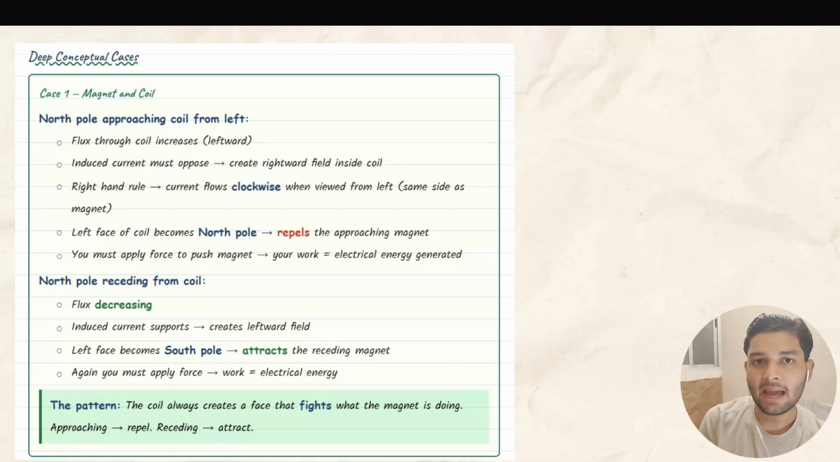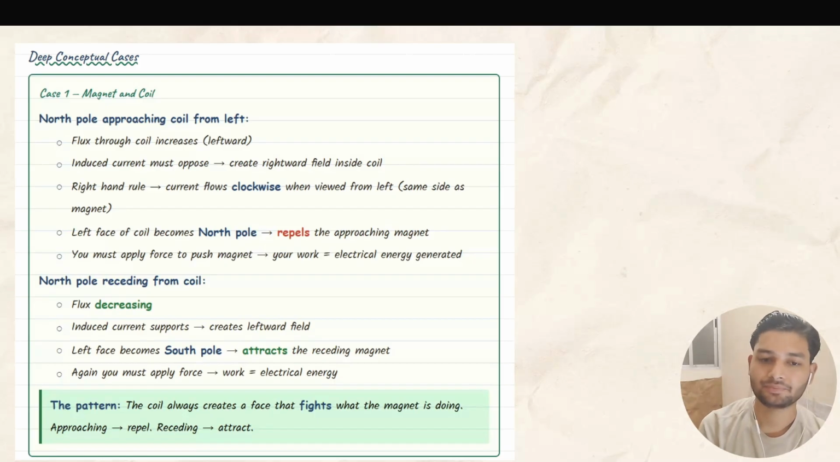Okay, so what happens when the north pole recedes from the coil, meaning it is going away from the left side? The flux is decreasing now. So the induced current does not let the flux decrease. It supports by creating a leftward field, and the left face becomes the south pole, attracts the receding magnet, and again you must apply force. That is what we call the electrical energy. So in both cases we are generating electrical energy, and the coil is trying to maintain that the flux does not decrease or increase, meaning it is not allowing the change in the flux. So the pattern is the coil always creates a face that fights what the magnet is doing. So approaching, repel; receding, attract.